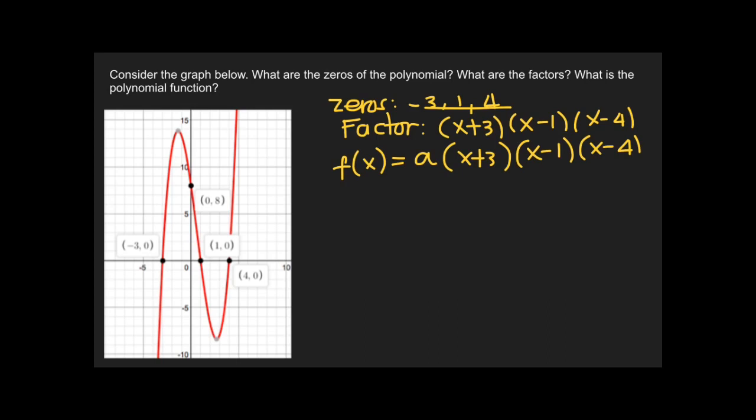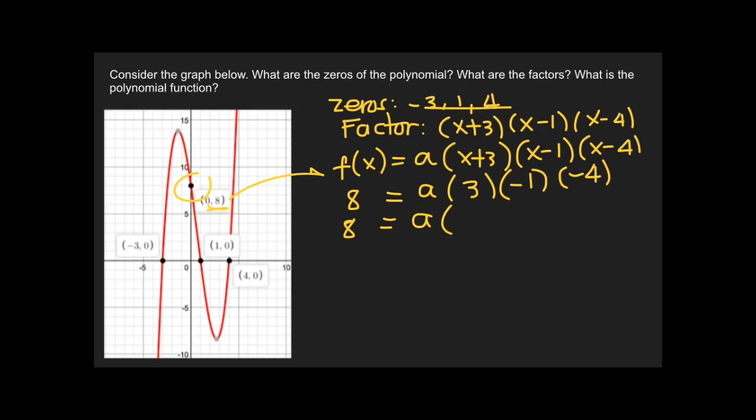Okay, now let's pick this value here. It's easier. Actually, any point from the graph can be used except for the x-intercepts. But it's easier once we have one value for x is 0 and then one value for y. It'll be faster. So 8, based on this, plug this into the function. 8 equals a times, when x is 0, 0 plus 3 is 3. 0 minus 1 is negative 1, while 0 minus 4 is negative 4. So 8 equals a times negative 4 times negative 1 is positive 4 times positive 3 gives you 12.